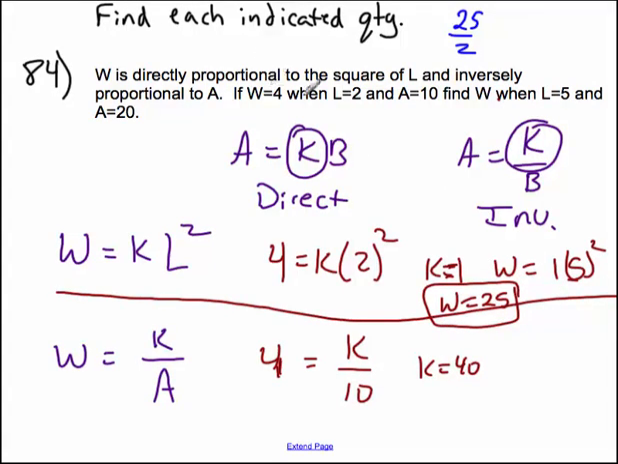And how about this other case? And A is 20. Well, in this case, the constant is 40, right? So W is equal to the constant of 40 divided by what? A is 20, and that equals 2. So 25 and 2, and that checks out with our answer.